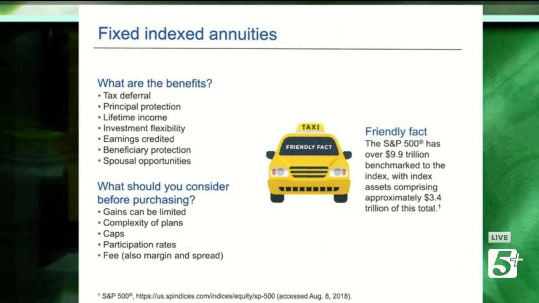So what are the benefits of a fixed index annuity? Tax deferral, principal protection, lifetime income, investment flexibility, earnings credited, beneficiary protected, spousal opportunities. When it comes to choosing your indices, depending on the product, every 1 year, 2 year, 3 year, they will lock in your gains. So for instance, the Athene product I just talked to you about with the different indices locks in gains every 2 years.